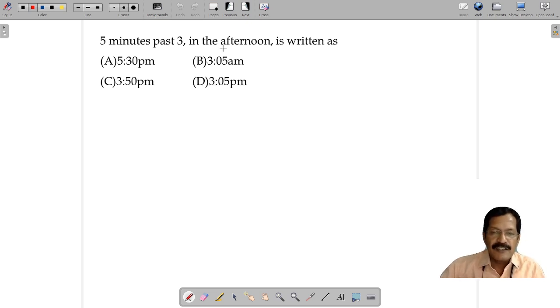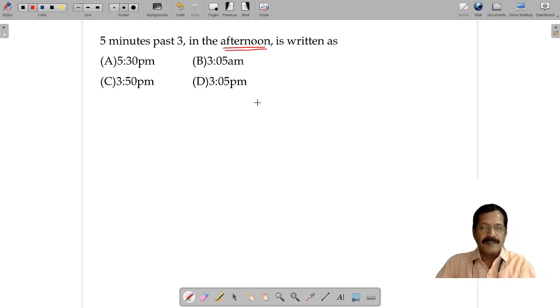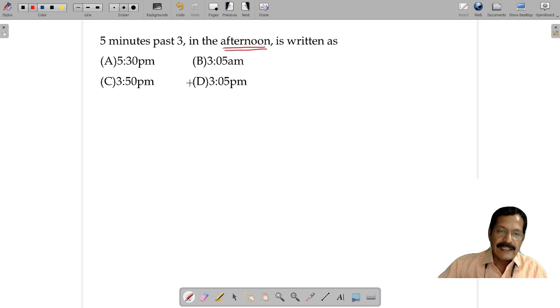It is mentioned in the question as afternoon, so it is p.m. a.m. represents the forenoon session and p.m. represents the afternoon session. So the correct answer is D.